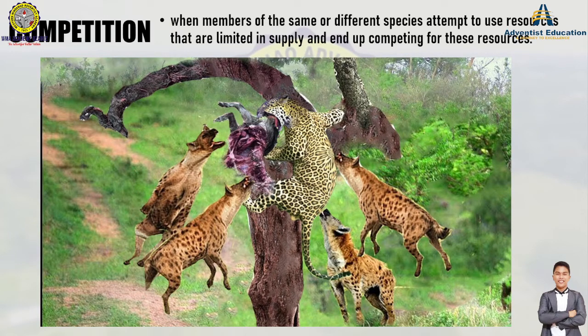The first one we call competition. Competition happens when members of the same or different species attempt to use resources that are limited in supply and end up competing for these resources. They have the same goal, and they compete for those same resources. As you can see in the picture, the hyena and the tiger, or the leopard, are trying to compete for the same food, which I think is a wild boar. So that is all about competition.